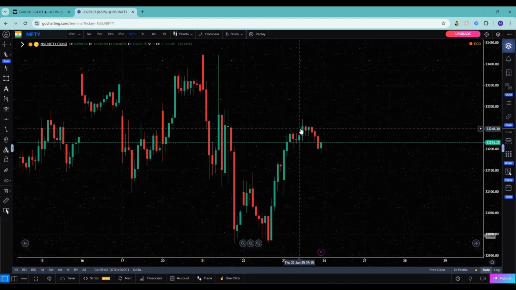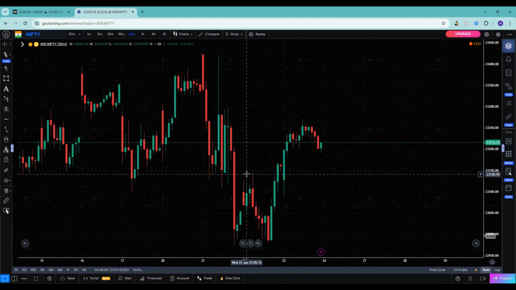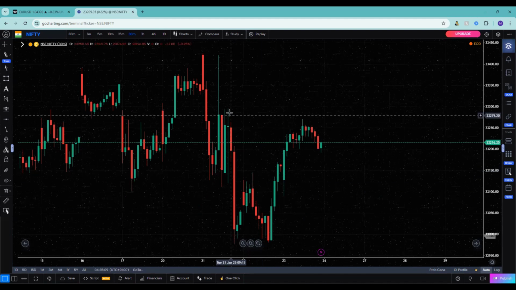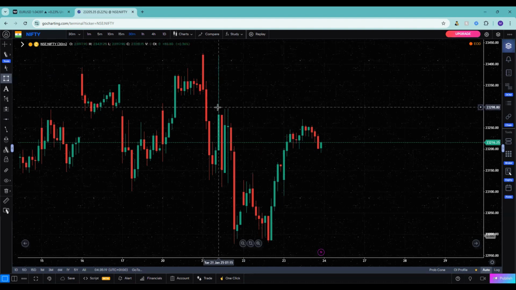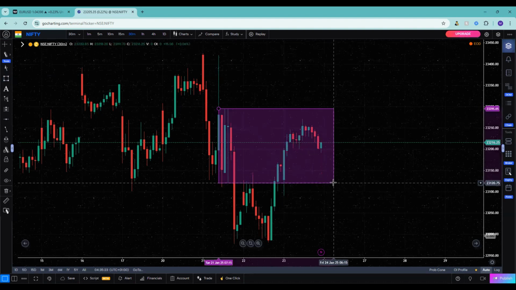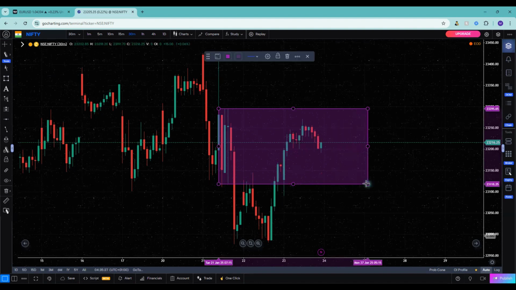It retraced up and broke this high. You see, it broke this high all the way here. This is, I think, before this down low. Let me mark it. Okay. This is the last green candle before price started moving down.